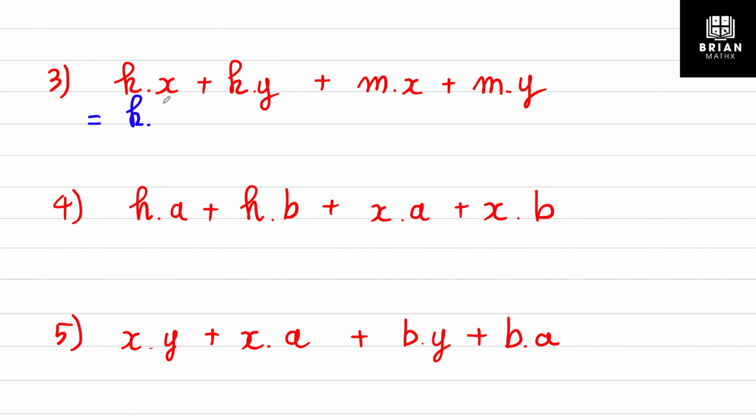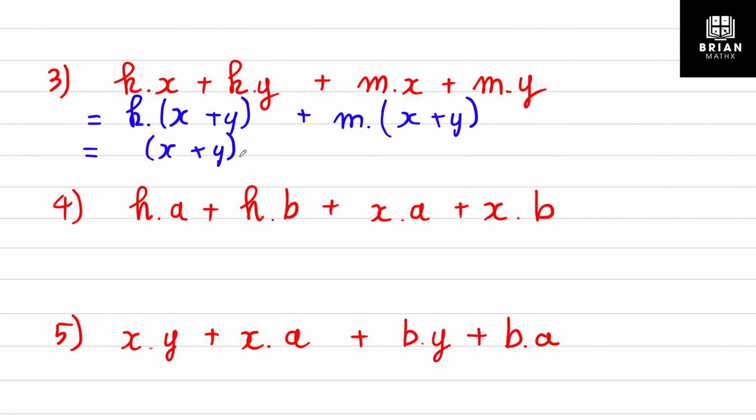Take k outside, and in the first bracket you've got x plus y. In the second one, m is a common factor, and then I take x plus y in here. After this step, you've got x plus y as a common factor, and k plus m is the other one.